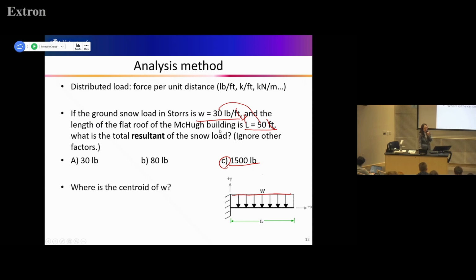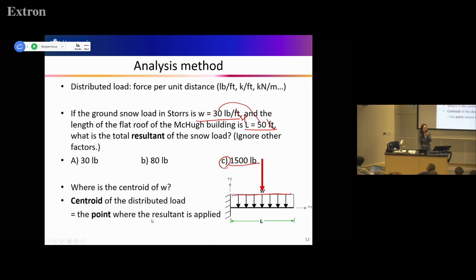Okay, then where is the centroid of W if it's a rectangle? It is halfway. So halfway is the centroid location, and that is the point where the resultant is applied when we set up the moment equilibrium equation. Okay. Any questions?